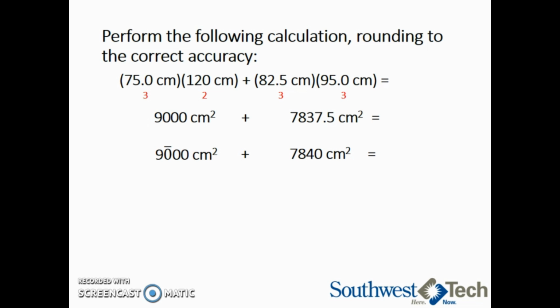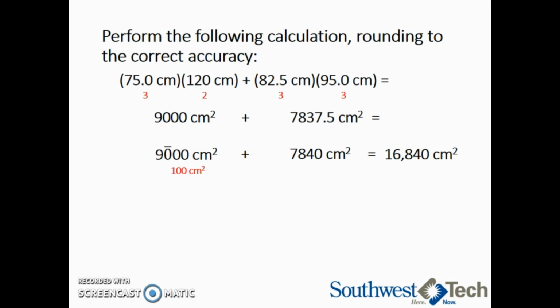Last, we need to add 9,000 square centimeters plus 7,840 square centimeters. This sum is 16,840 square centimeters. The last thing we need to do is make sure we round to the correct accuracy. Since 9,000 square centimeters has 2 significant digits, and the last significant digit is in the hundreds place, the precision is the nearest 100 square centimeters.